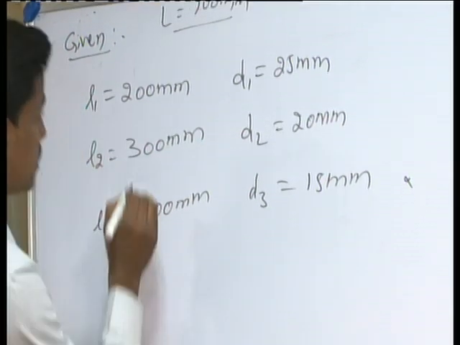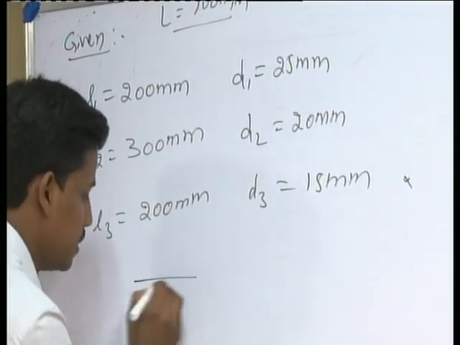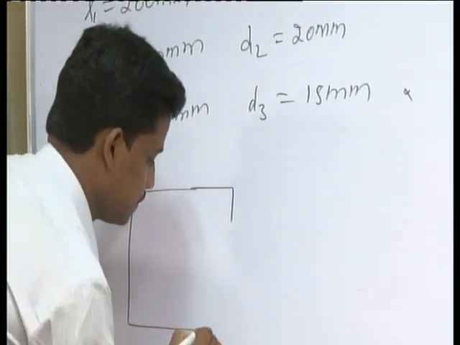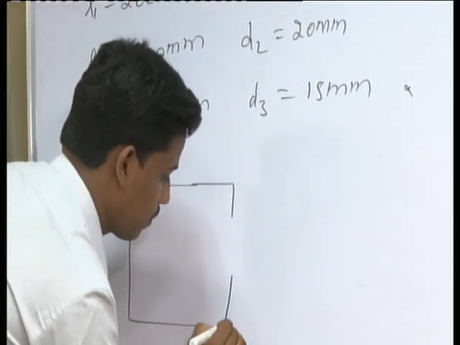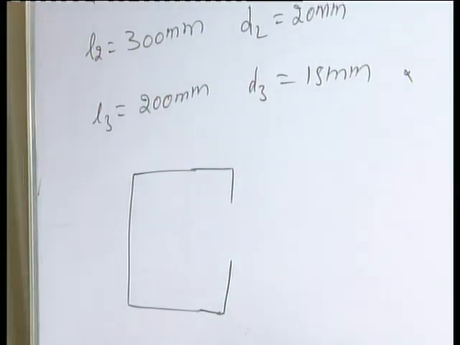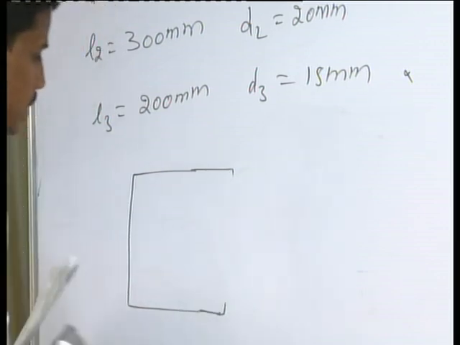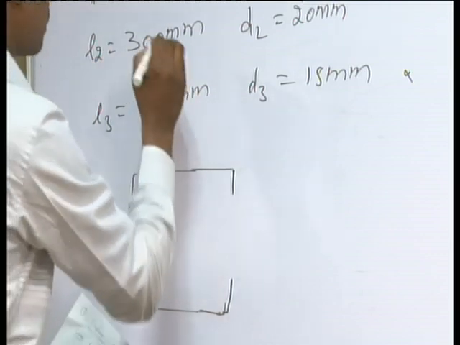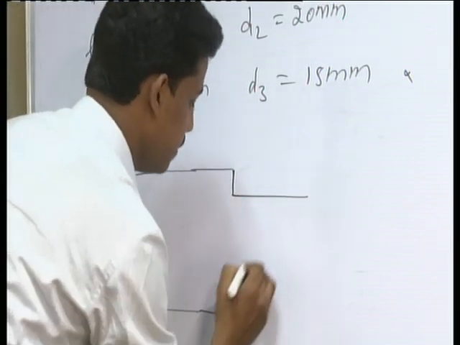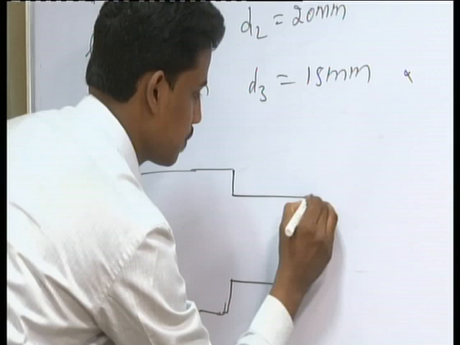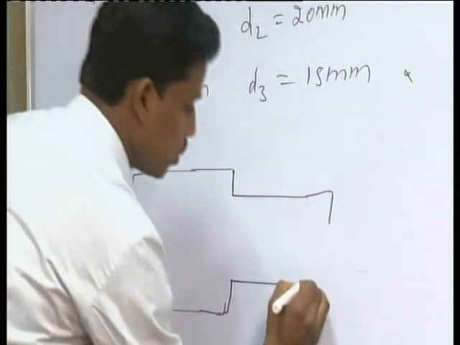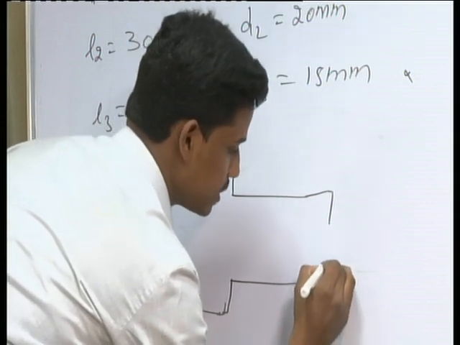So the first stretch is 25 mm diameter. The next stretch is for a length of 300 mm. For the remaining stretch the diameter is 20 mm. Again it is gradually decreasing.